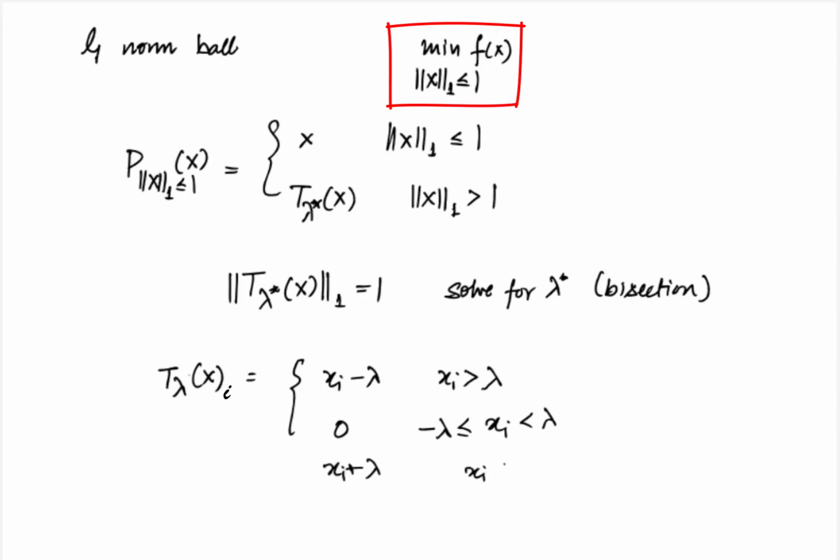So computationally, the projection onto the L1 norm ball is not very difficult because it is a bisection algorithm, but it still must be solved for an optimal lambda*, and it is not easy either, since the bisection has to be run at every iteration of projected gradient descent.